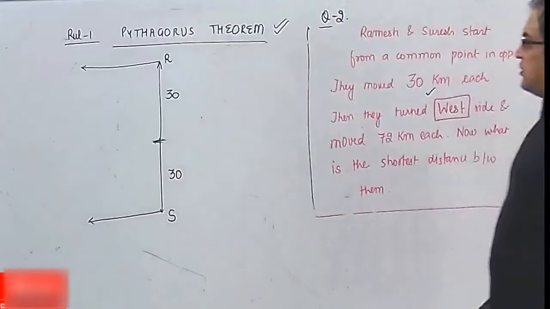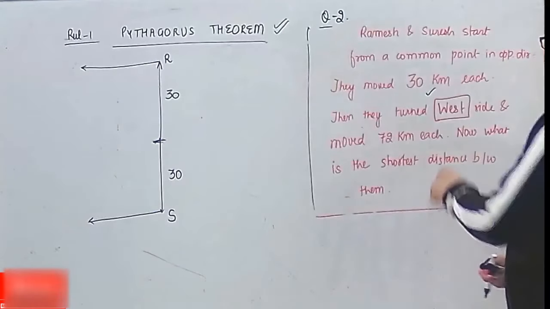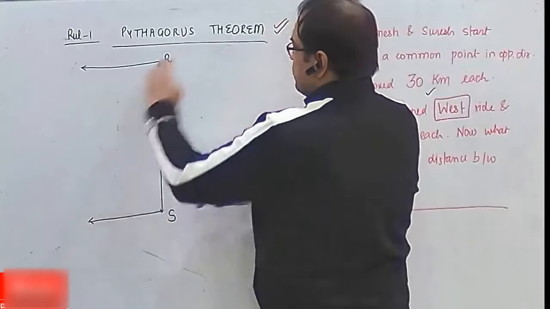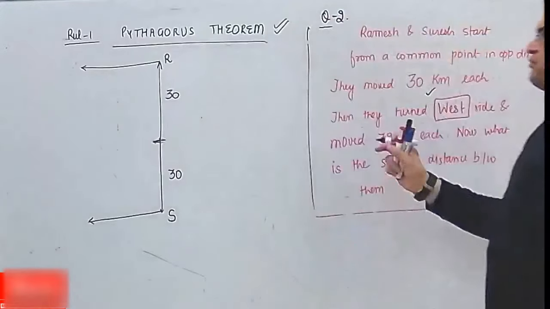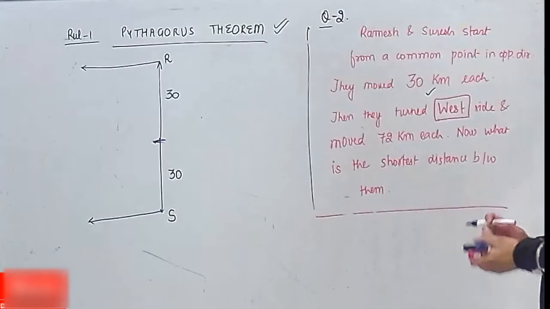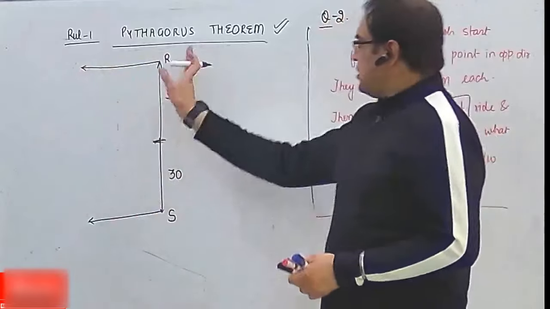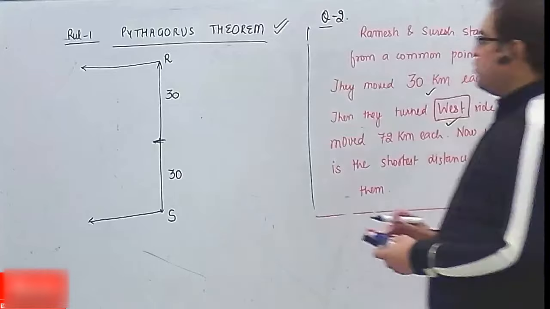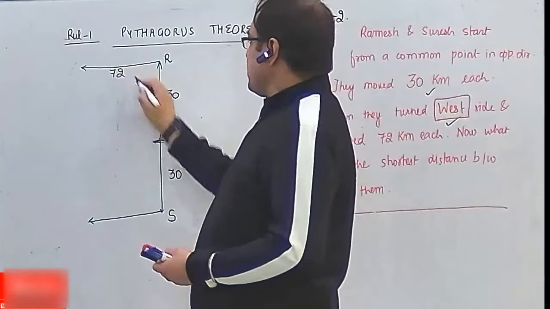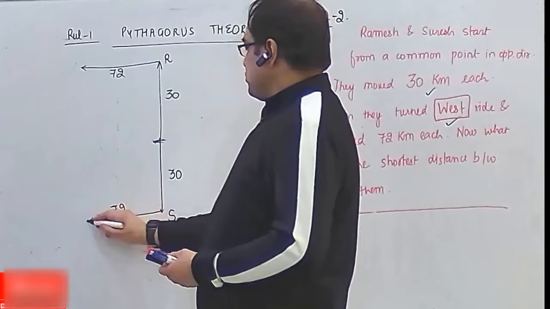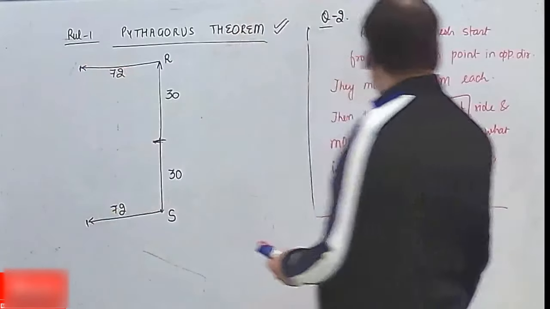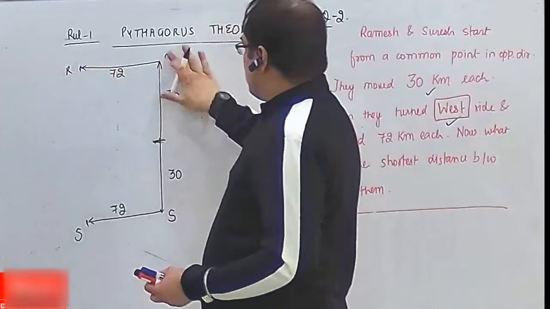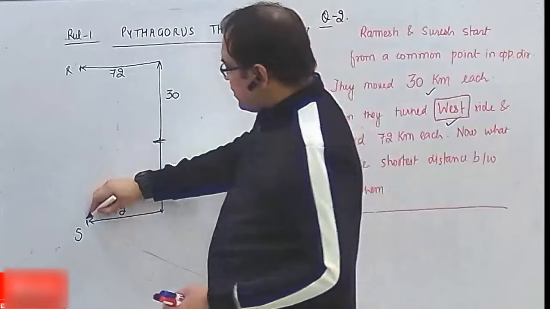What is the difference in this question is that earlier it was given right side or left side, which would have been different directions for each. But this west and east is the same direction they will move. So west is this and east will be this. So they turned west side and moved 72 kilometers. So they are moving 72 kilometers here, and they reach this position. Now, what is the shortest distance between them? Suresh is here now, Ramesh is here now.